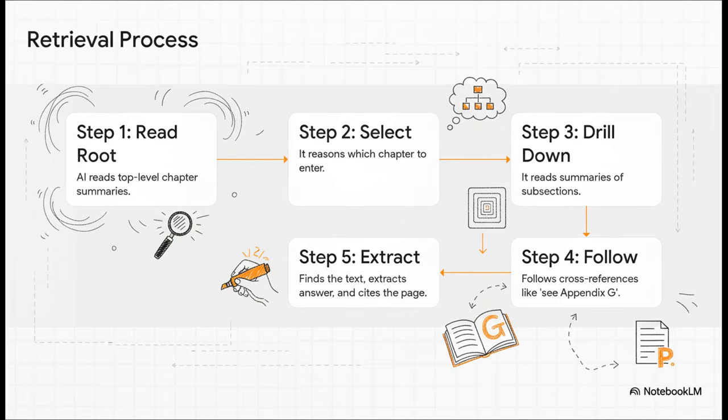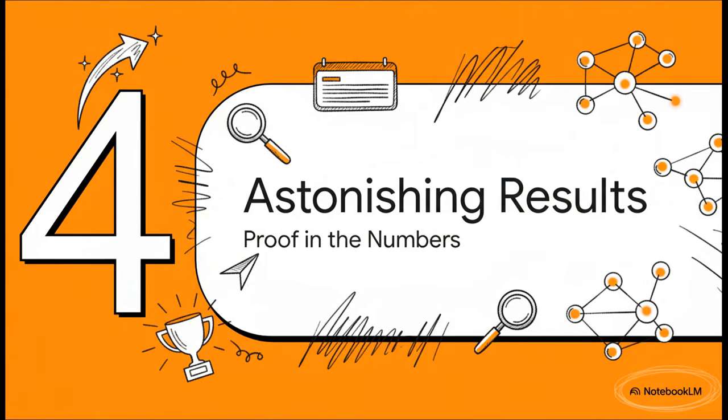First, it scans the main chapter summaries and thinks, okay, my answer is probably in financial statements. Then it dives in, looking at the summaries of the subsections. It can even follow those cross-references we talked about and just jump straight to Appendix G. Finally, it lands on the precise text, pulls the answer, and even tells you the page number. It's pure, elegant logic. This all sounds great in theory, right?